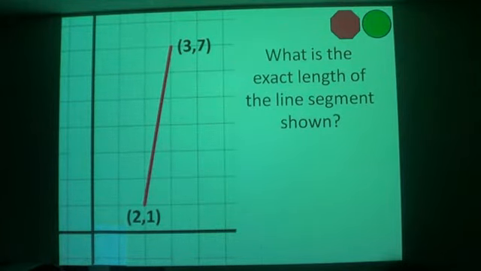What is the exact length of the line segment shown? Click on the stop sign, try to work it out.